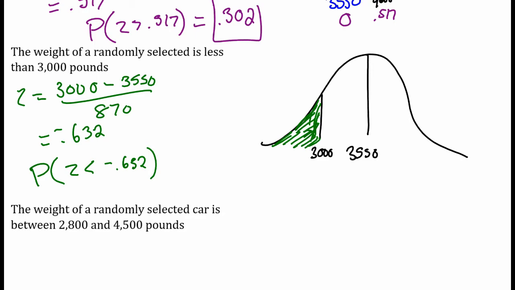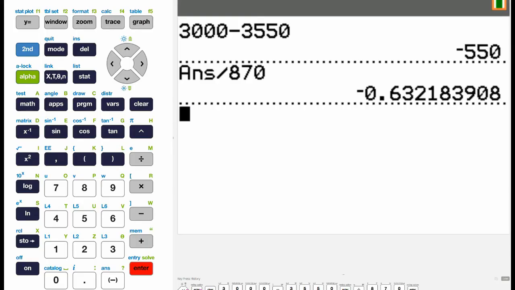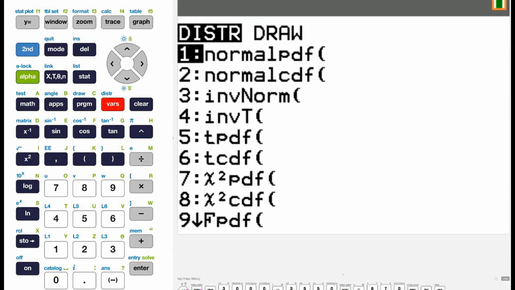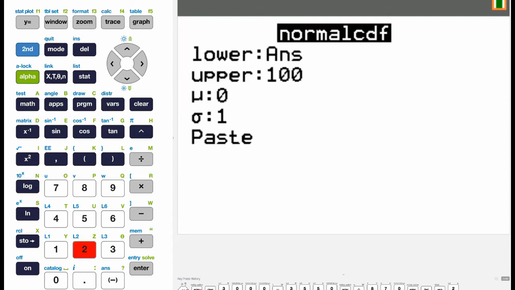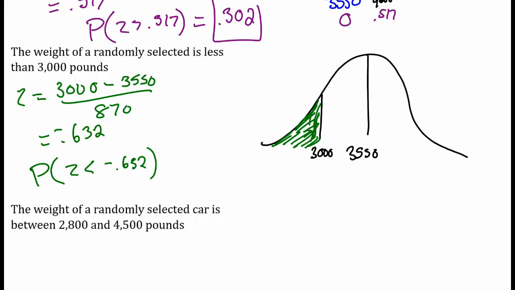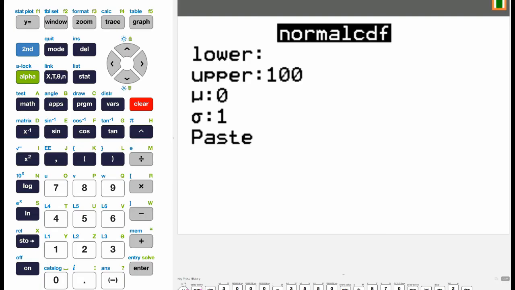So I'm going to have to use the normal CDF. I'm going to go to my calculator, second distributions. Never touch PDF. We're always going to use the cumulative normal function here. So we're going to hit CDF. The lower bound, well, let's look at our picture. How low does it go? Well, it goes on forever. So I'm going to type in negative 100.